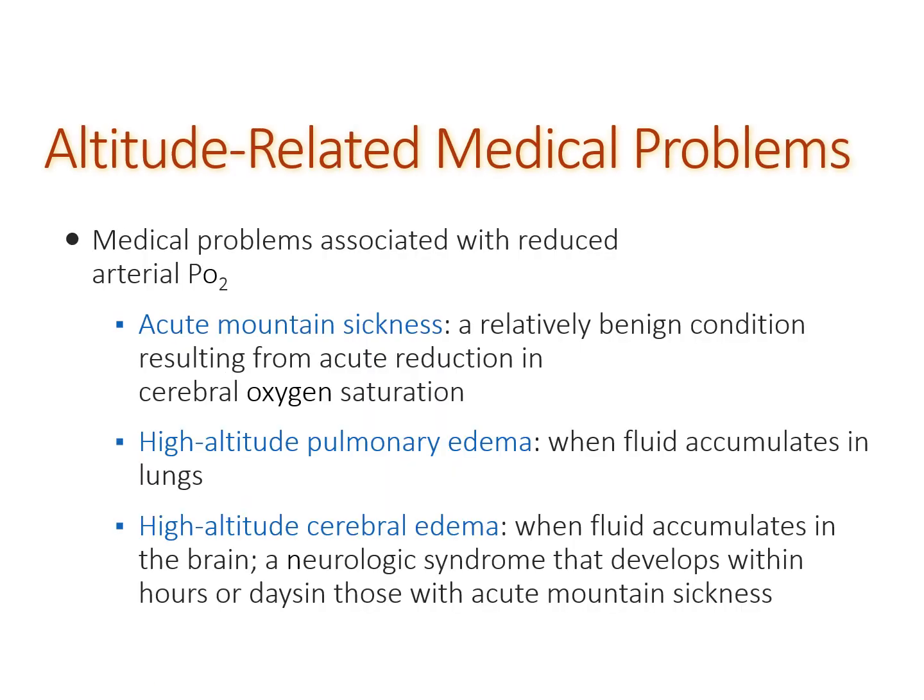All right, and finally, we're going to talk about altitude-related medical problems. So there are medical problems that are associated with reduced arterial pressure of oxygen. The first one's acute mountain sickness, and this is a relatively benign condition that just is a result of acute reduction in cerebral oxygen saturation. And if you guys remember that first graph that we talked about, you can see all the symptoms that happen with increased elevation and increased altitude. So that can be a product that results in this.